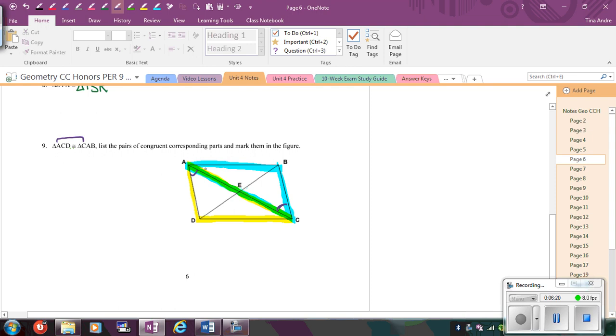But what I have to do is use three letters. So I could say angle DAC is congruent to angle BCA. Again, making sure that those middle letters match up, the A and the C, because those are the vertices. Then I can go on to the next pair here. So the angle who shares vertex C in the yellow triangle is congruent to the angle who shares vertex A in the blue triangle, which again means I need to use three letters. So DCA, the double arc, and then BAC.